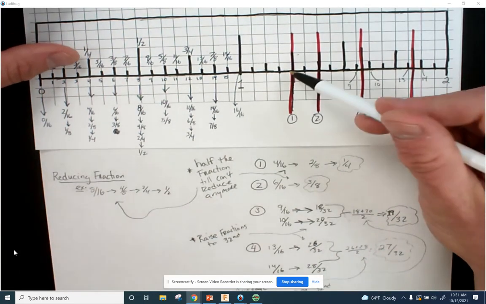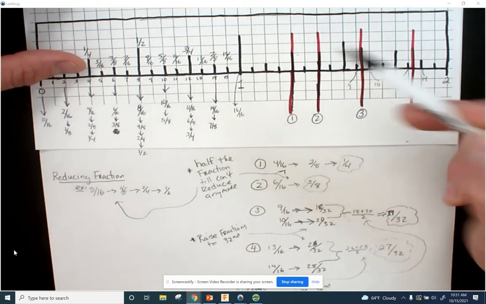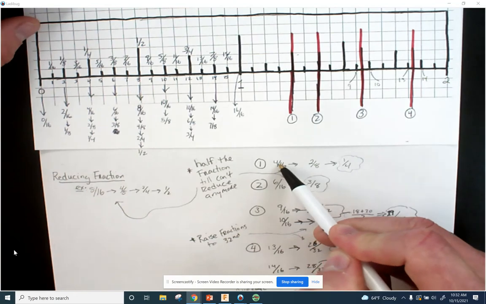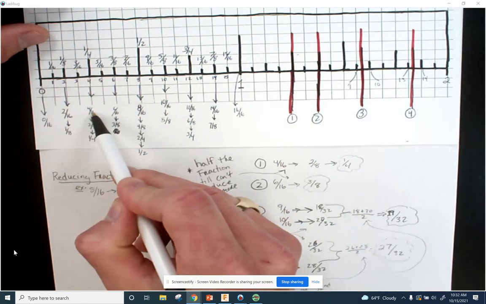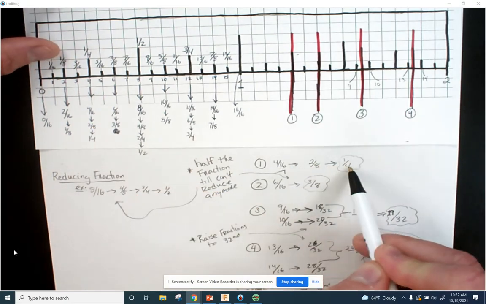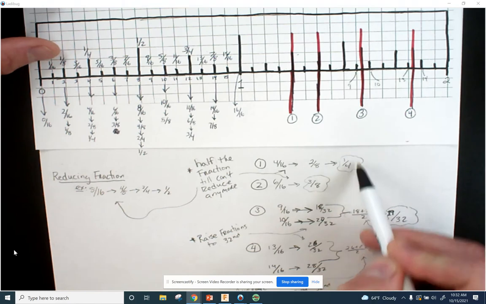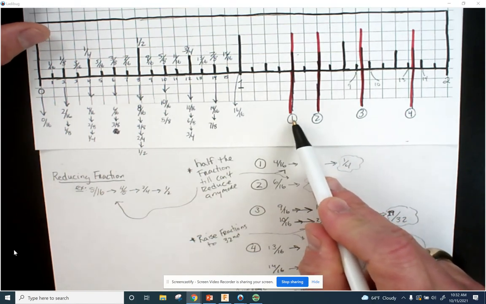So number 1, 1, 2, 3, 4/16. So it is 4/16. And just like over here, 4/16 is 1/4. You need to know to reduce it, halve it until you can't halve it anymore. So 1/4 is how you would report this number. If you report it as 4/16, then it is wrong.